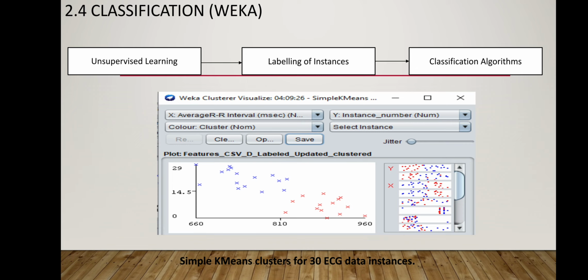As far as the classification is concerned, we first begin with the unsupervised learning. Unsupervised learning came into the picture as the data was not labeled, and we applied clustering techniques to label our data. The figure shown here illustrates the unsupervised learning and the output obtained by applying the simple k-means clustering technique, where the two classes, stress and no stress, form two separate clusters.